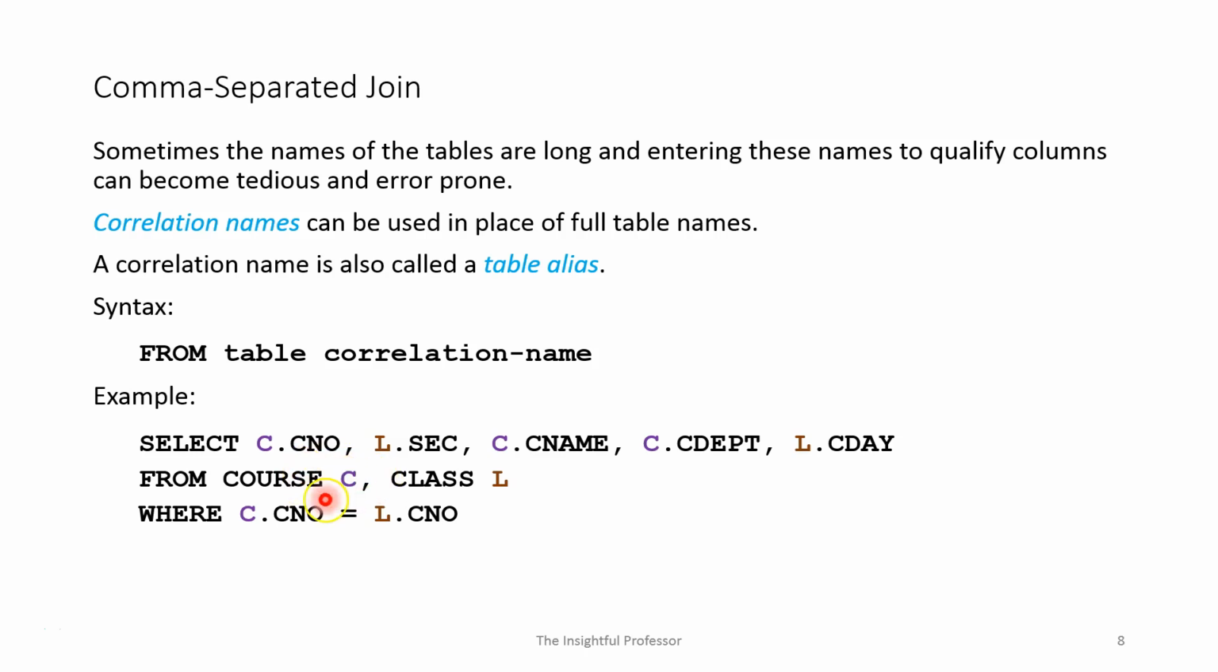We've associated C, just an arbitrary name that we came up with, with course. We've associated L with class. And notice there's a space between the table name and the alias or correlation variable that we introduced. We then are able to use these correlation variables anywhere within the query to qualify the name of a column and avoid an ambiguous reference.